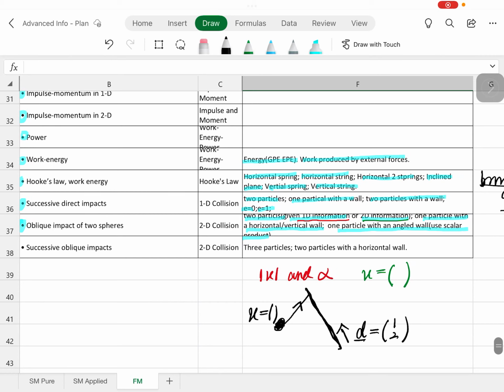Finally, there is the successive oblique impact. That would be quite similar to normal oblique impact, but now you have either 3 particles or 2 particles with a horizontal wall. I haven't seen successive oblique impact involving 2 particles with a non-horizontal or non-vertical wall. I think that would be too difficult. So far I haven't seen a question like that. So I think we will be okay with it.